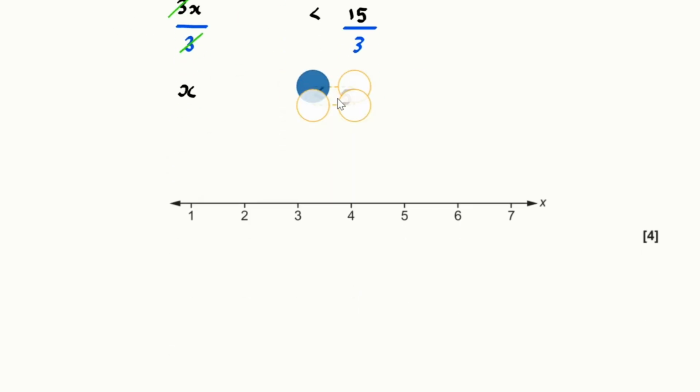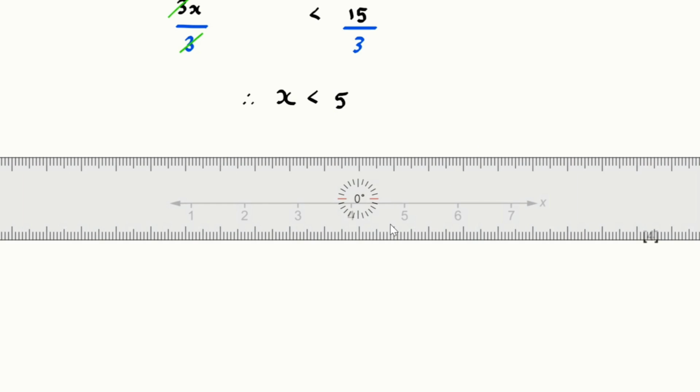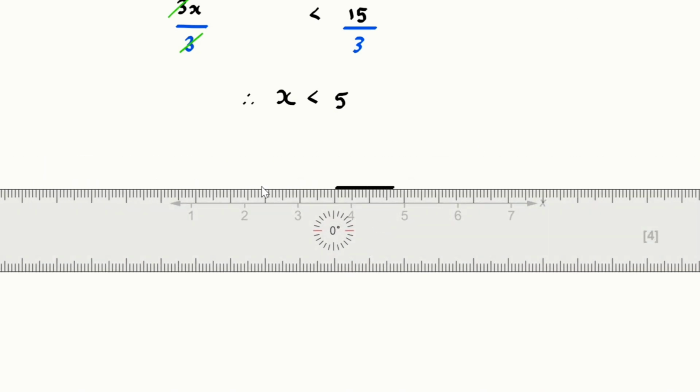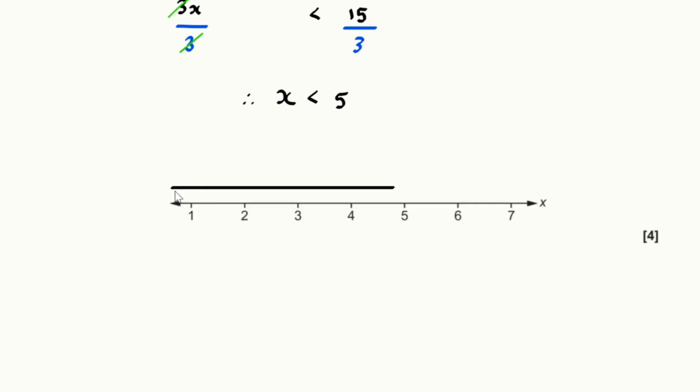So we have x being less than 5 for our solution. And if we were to represent this on a number line, we want everything going this direction. We put an empty circle in because we've got a strict inequality symbol.